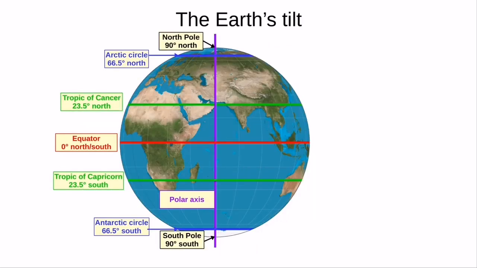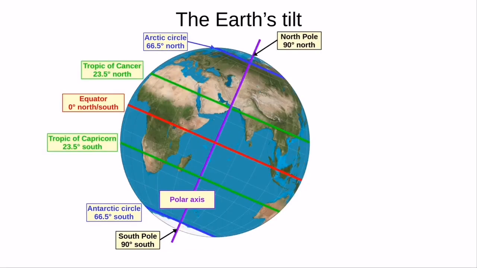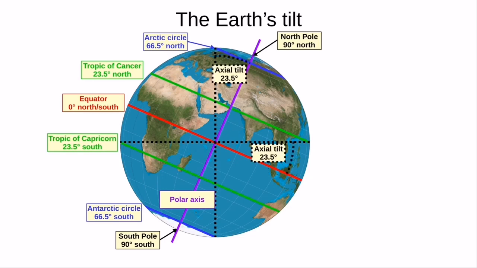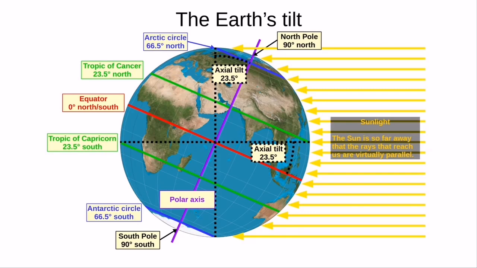Let's look at a more normal round Earth. The rest of this video will make much more sense with this round Earth. But the Earth is actually tilted. Its polar axis, about which it rotates, is tilted compared with the ecliptic, our orbit around the Sun. The black dotted lines show the Earth's axis and equator if it wasn't tilted. The Earth's tilt is 23.5 degrees, compared with the sunlight reaching us.